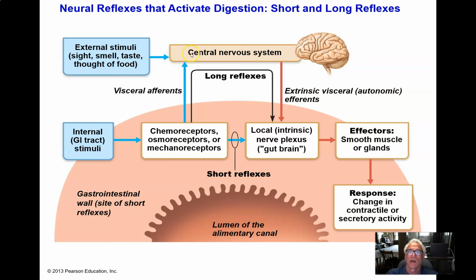Well, it turns out that those same sensory neurons also send information along afferent pathways to the central nervous system, and the result being that we have autonomic outputs, sympathetic and parasympathetic neurons that then modify the functions in the enteric plexus and again control the muscles and glands. So the built-in nervous system of the gut involves short reflexes, and long reflexes involve the autonomic nervous system.